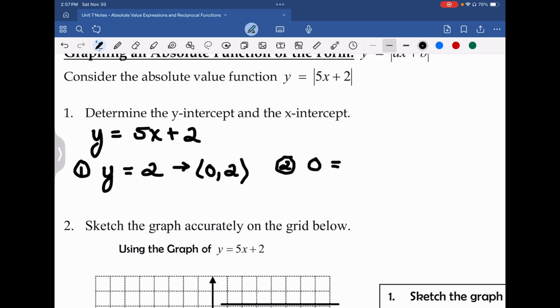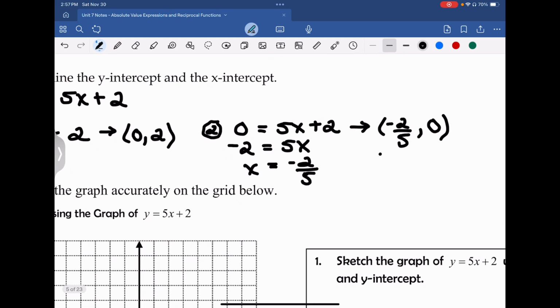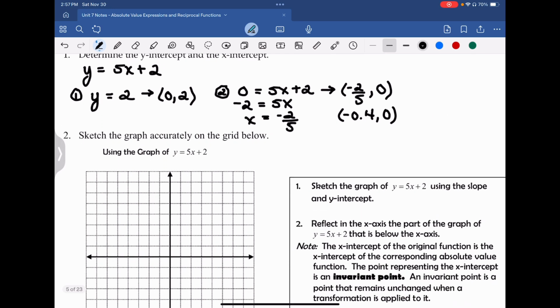We're going to set our y value equal to 0 and write it as 5x plus 2. When we subtract 2 to the other side, negative 2 equals 5x. X is equal to negative 2 over 5. And as a point, our x-intercept is going to be negative 2 over 5 and 0. Or you could write this as a decimal if you really wanted to, but 2 over 5 is totally fine for us. In this situation, it would be 0.4. So maybe let's just write it in there just so we have it. Negative 0.4 and 0.